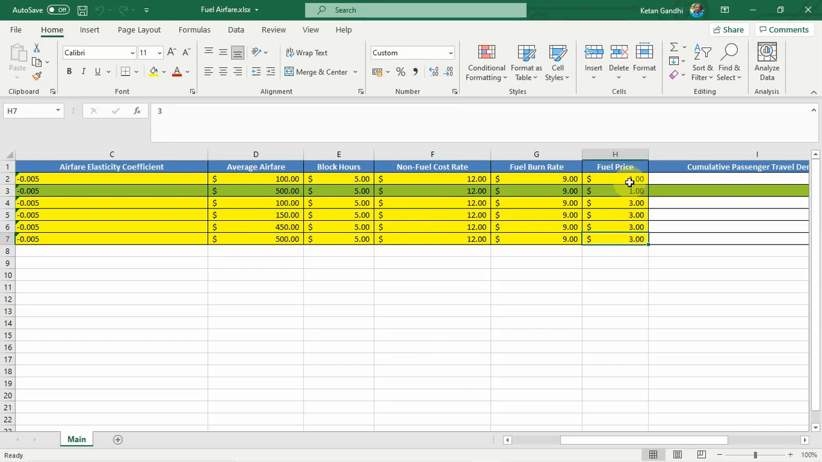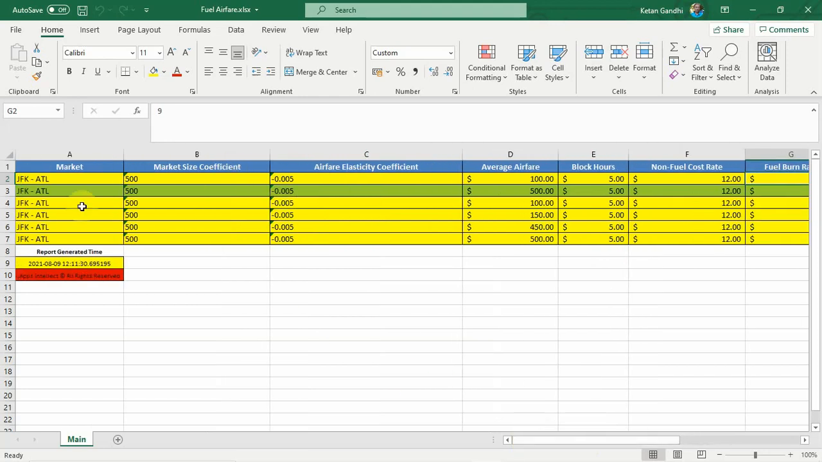So there is a change in the fuel price as well as a change in the airfare, and the block hours are constant. For the flying operations, these are the number of hours the flight would be in the air. This cost is also constant. That's the direct operating cost, and the fuel burn rate would be constant, and there will be a change in the fuel price as well as the average price. The market size for this route is constant at 500. Airfare elasticity is also constant.